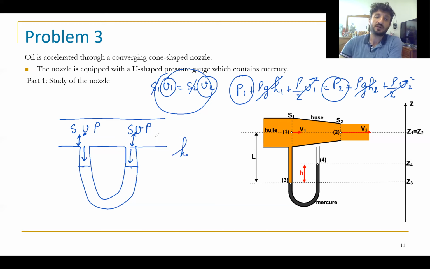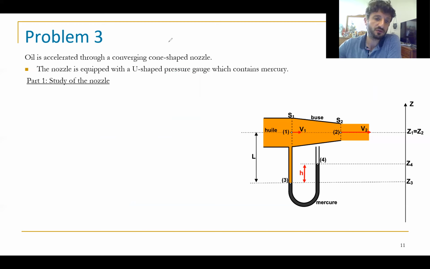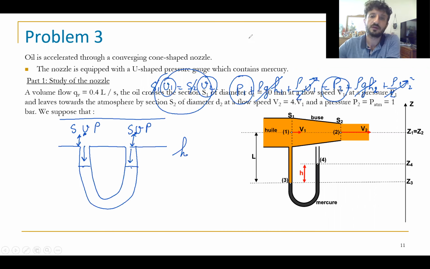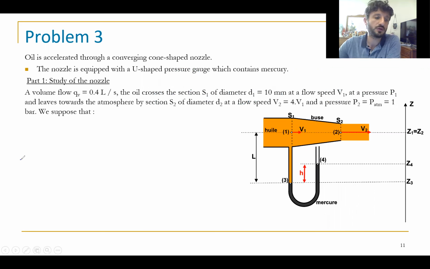Okay, so now we come back to the problem. I want to study the nozzle. We have a volume flow, so here I give you QV. We can say QV is given, which is equal to 0.4 L per second.